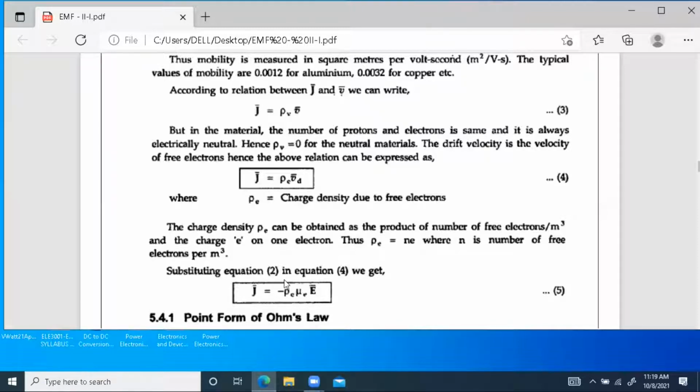Right? So if you do that little maths, J equals charge density times the mobility times the electric field.